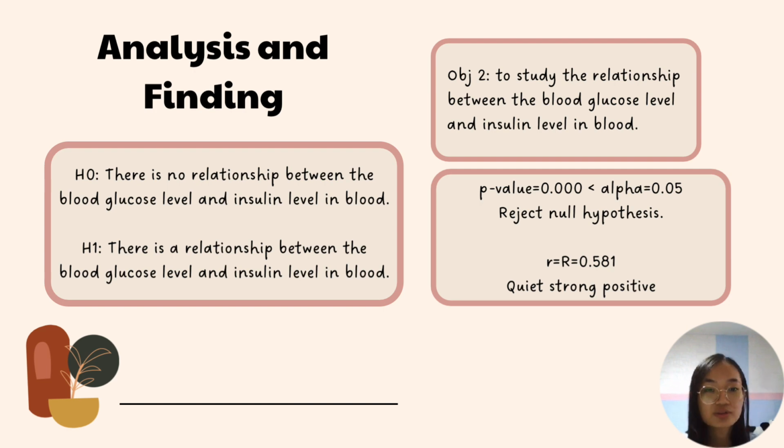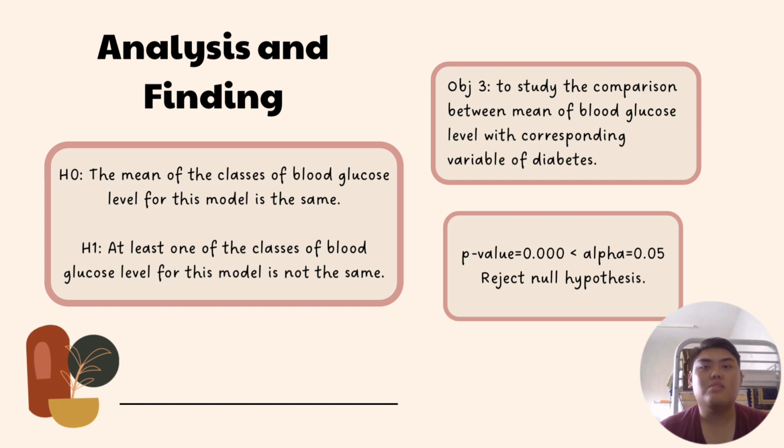Referring to our third objective, which is to study the comparison between the mean of blood sugar level with the corresponding variable of diabetes, to achieve our objective, an ANOVA test will be conducted using Minitab software. The variables we are going to use here are blood glucose level and corresponding diabetes prediction. Our null hypothesis is the mean of classes of blood glucose level for this model is the same. An alternative hypothesis is at least one of the classes of blood glucose level for this model is not the same.